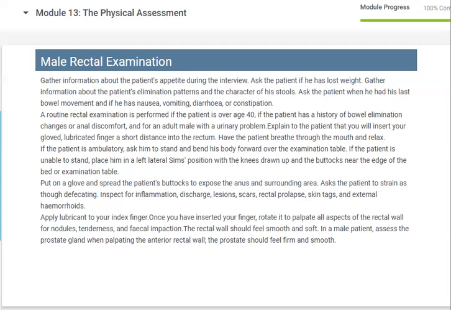Put on a glove and spread the patient's buttocks to expose the anus and surrounding area. Ask the patient to strain as though defecating. Inspect for inflammation, discharge, lesions, scars, rectal prolapse, skin tags, and external hemorrhoids. Apply lubricant to your index finger. Once you have inserted your finger, rotate it to palpate all aspects of the rectal wall for nodules, tenderness, and fecal impaction. The rectal wall should feel smooth and soft. In a male patient, assess the prostate gland when palpating the anterior rectal wall. The prostate should feel firm and smooth.